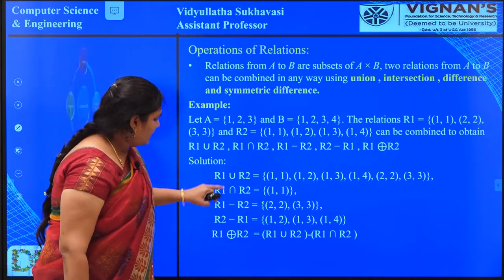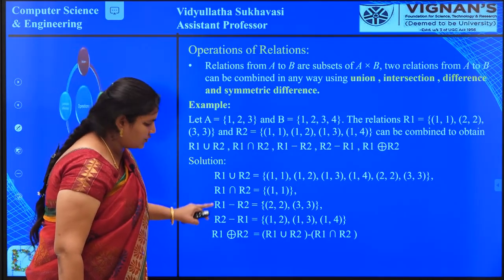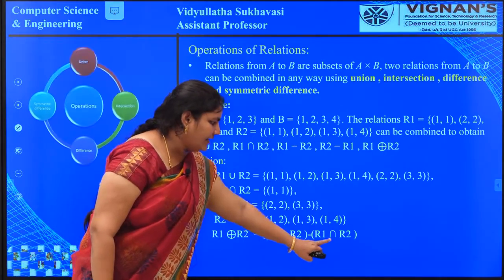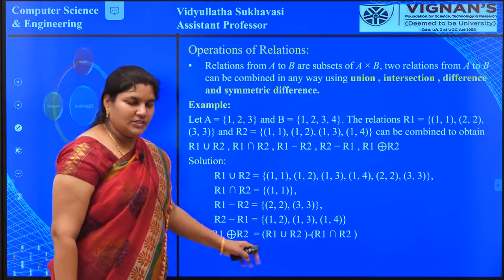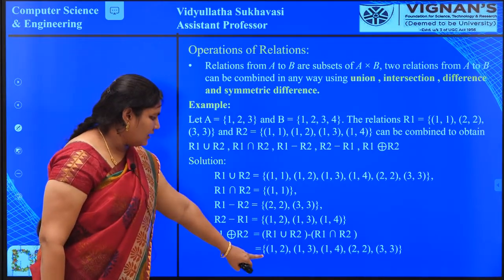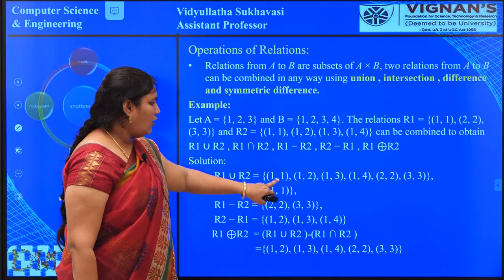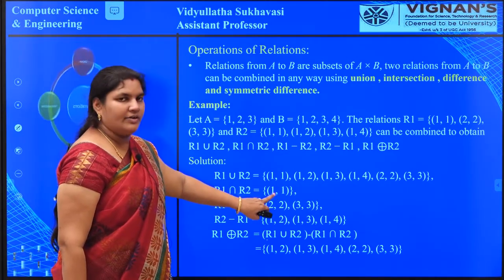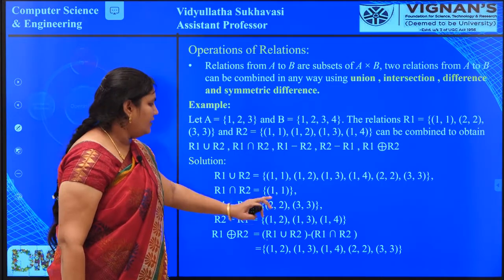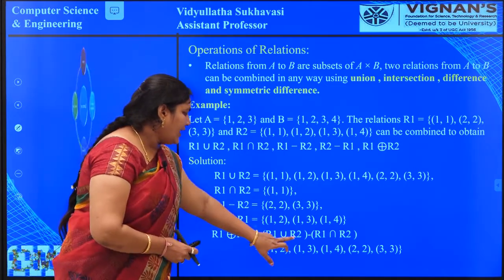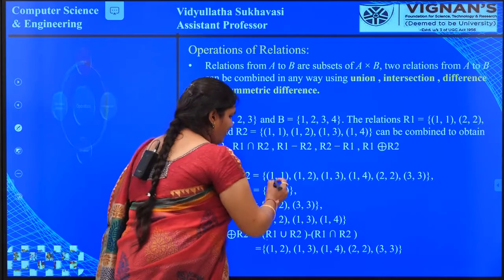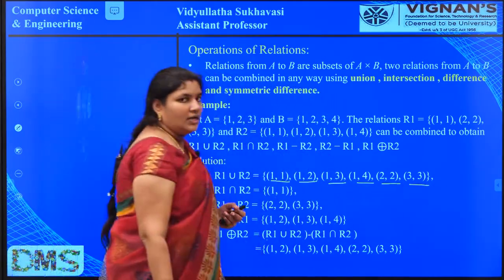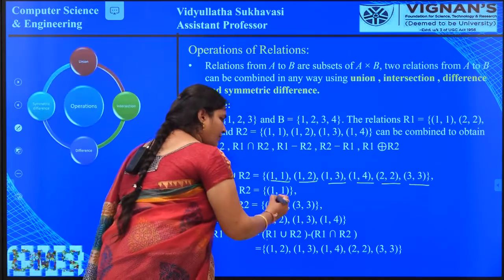With the help of these two, here one formula is R1 union R2 minus R1 intersection R2. With the help of this we can get the answer, so whatever the ordered pairs we have in R1 union R2 should be combined with R1 intersection R2. So here R1 union R2 ordered pairs are 1 comma 1, 1 comma 2, 1 comma 3, 1 comma 4, 2 comma 2, 3 comma 3. And R1 intersection R2 is 1 comma 1.